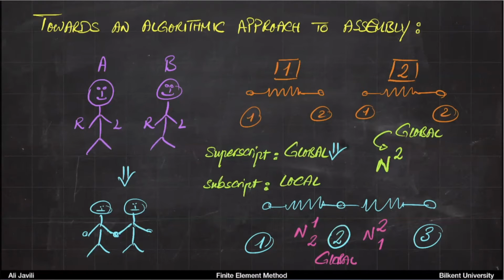Okay, so when I write N2, first N means node. Now 2 is a superscript, that's a global numbering. So that means the global node 2. Global node 2 is exactly this point. So we know where we are. Now, global node 2 is also node 2 of element 1, which is also node 1 of element 2.